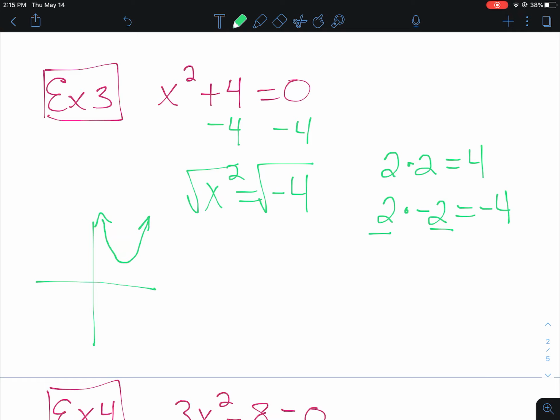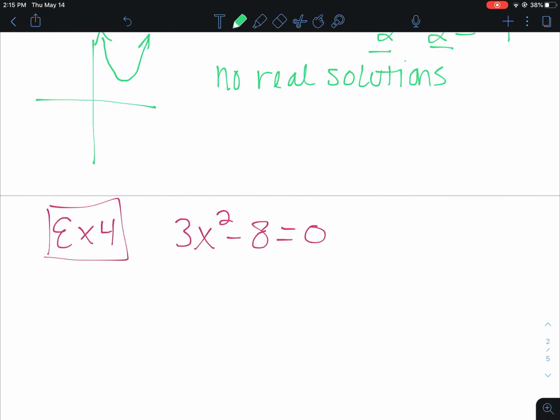If you watch the extension video, I will show you how to actually simplify this a little bit more with imaginary numbers, but for right now we can just say there are no real solutions. Okay, there's no real number I can put in for x that when I square it and add 4 is going to give me 0. Nothing will do that. All right.